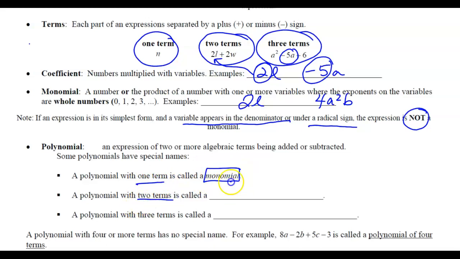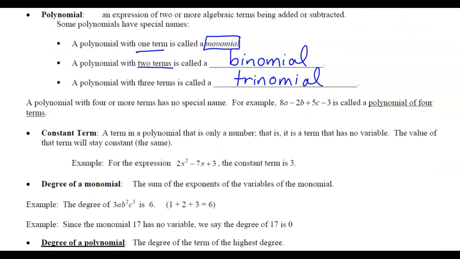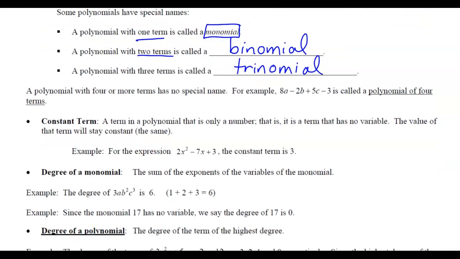Two terms, that's binomial, just like a bicycle has two wheels. And three terms, trinomial, just like a tricycle has three wheels. That's the most specific we can get. Anything more than three terms, we just call it a polynomial with 4 terms, or a polynomial with 10 terms, or whatever. So no special names past that. Constant term doesn't have a variable, okay? So here the constant term is 3.